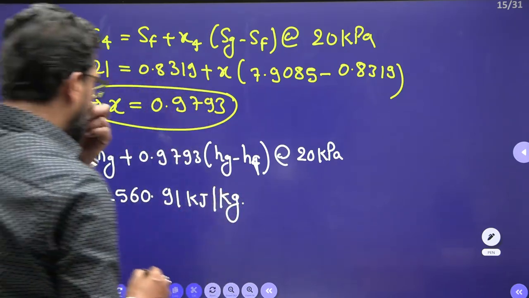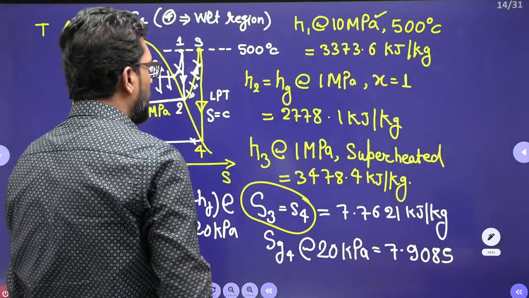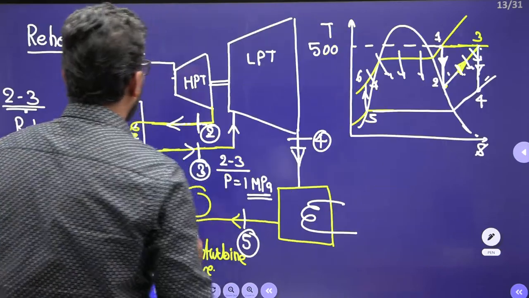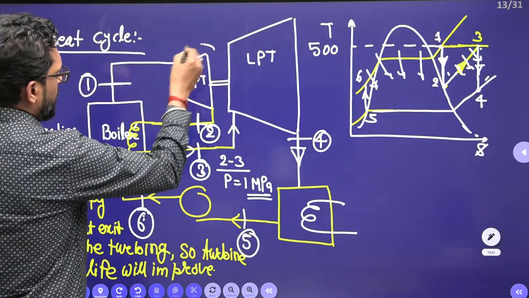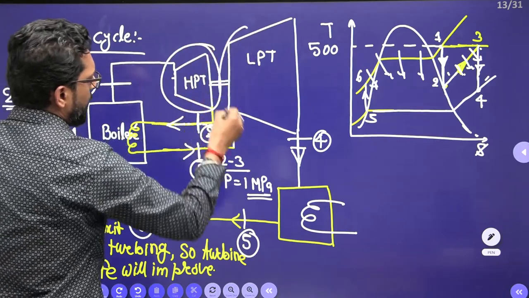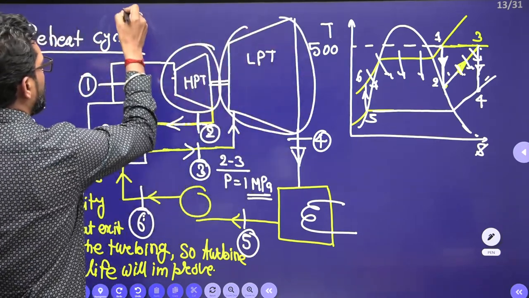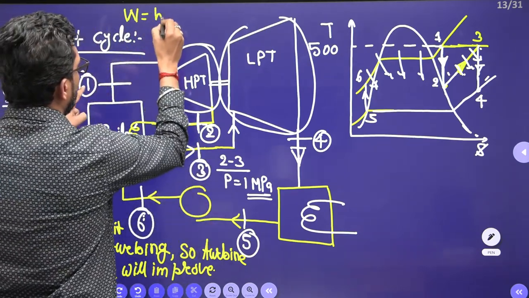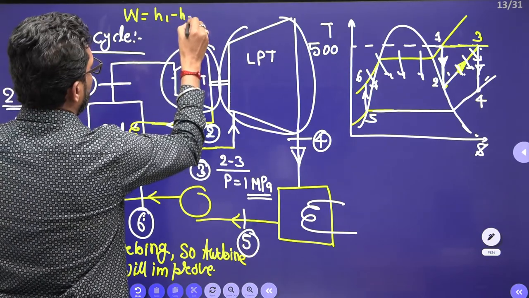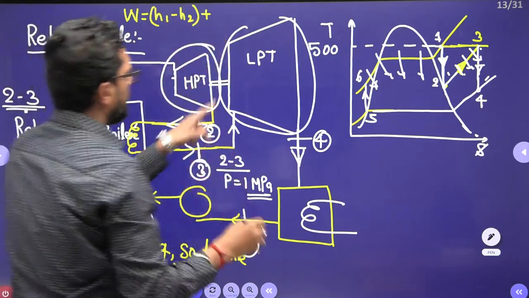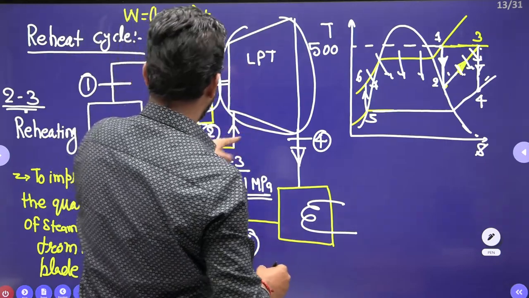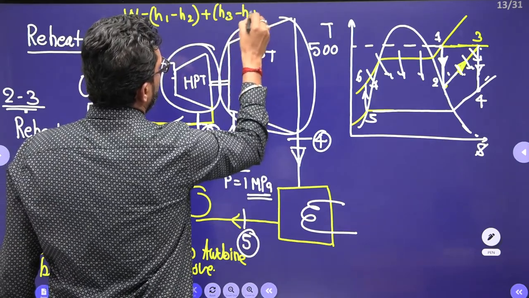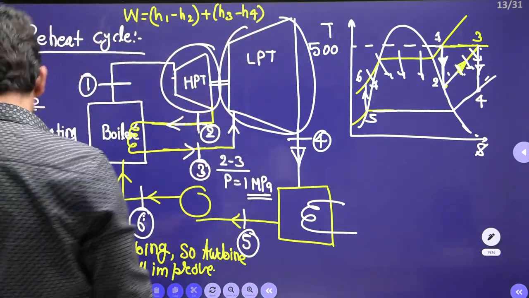Now once you calculate H4, my dear, what is your turbine work? This turbine work is the high pressure turbine, and this turbine work is the low pressure turbine. So what is the total turbine work? It is equal to (H1 minus H2) plus (H3 minus H4). So put in all these values.